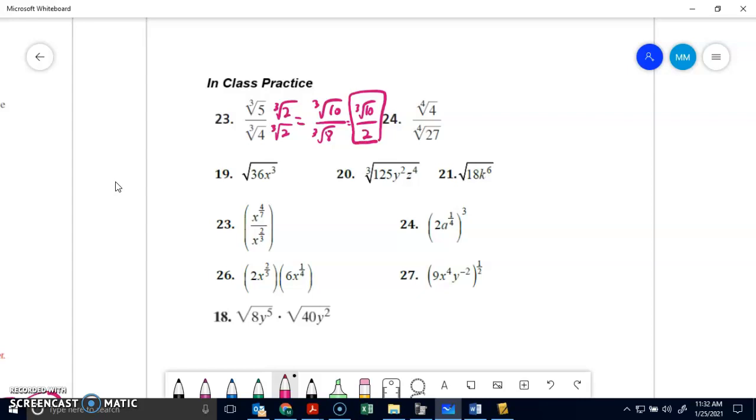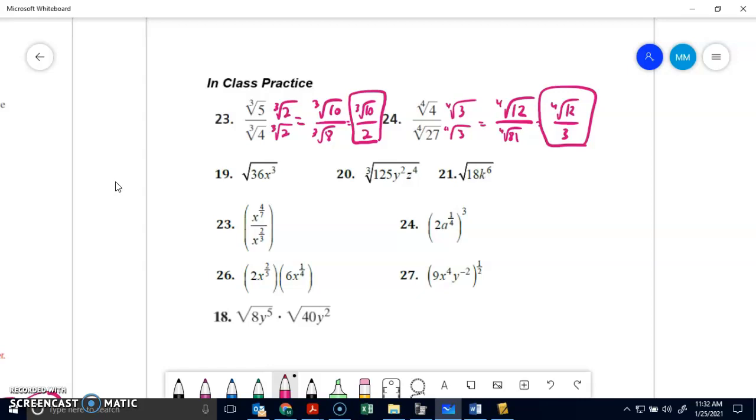The fourth root, this is actually very similar to the one we just did. Fourth root of 27, I'm going to make 81 out of it. So I'm going to multiply top and bottom by 3. So I have the fourth root of 12 over the fourth root of 81, and the fourth root of 81 is just 3.